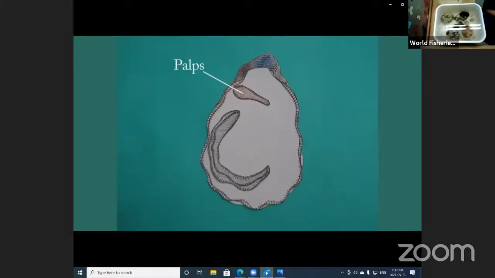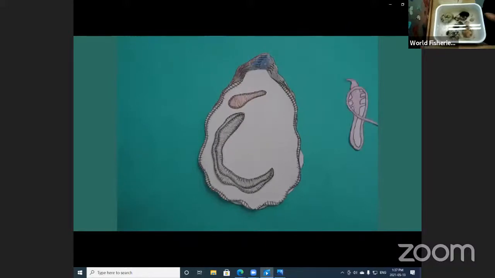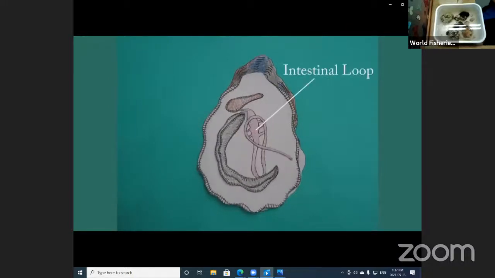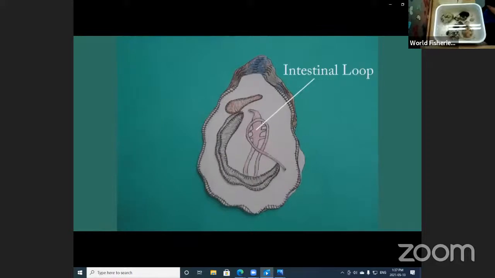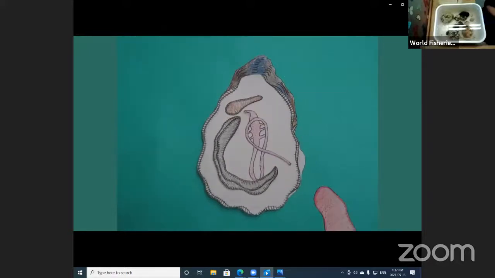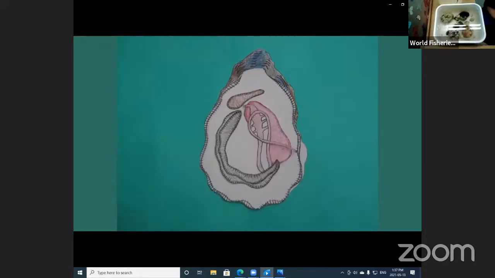And it's for further processing over to the stomach, which we're going to see next. So this is the intestinal loop. It has a mouth at the beginning, a stomach in the middle, and at the end it has the anus. So all the food is processed here and further digested.